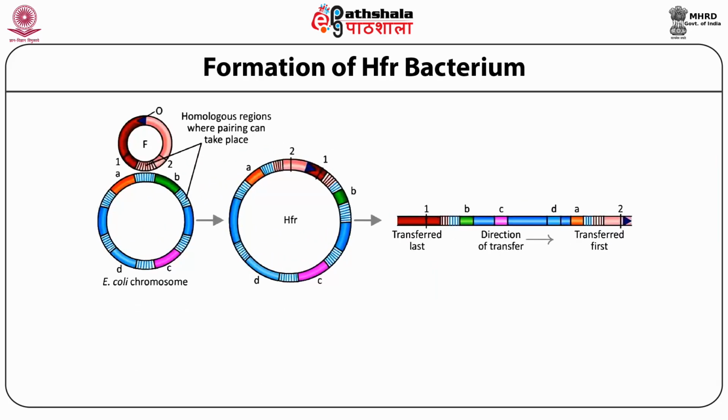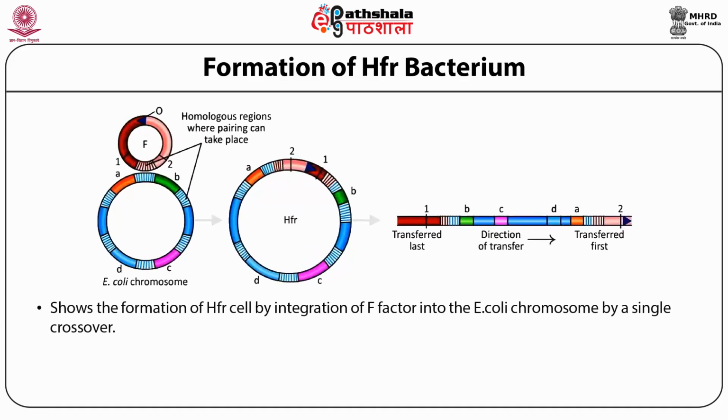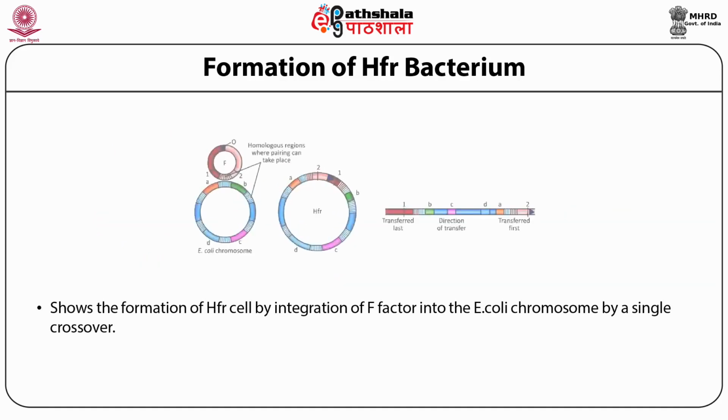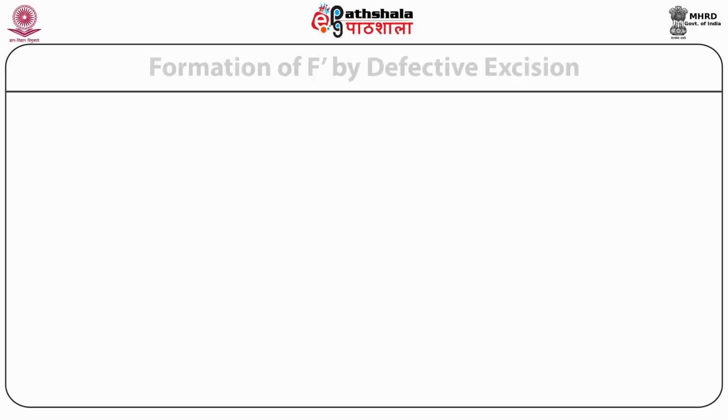Explains in detail as to how an HFR bacterium is actually formed. This is the recombination event between the IS element, or insertion sequence element, on the plasmid and homologous insertion sequence element on the bacterial chromosome, involving a single crossover event, and from the point of origin, then the transfer of chromosomal markers can begin when the HFR bacterium starts conjugating with the F minus and starts transferring its chromosomal segment.